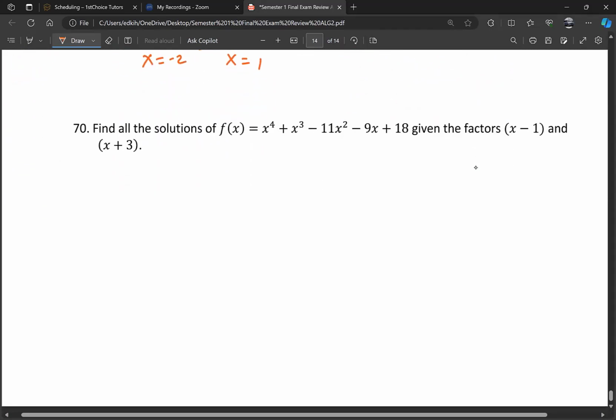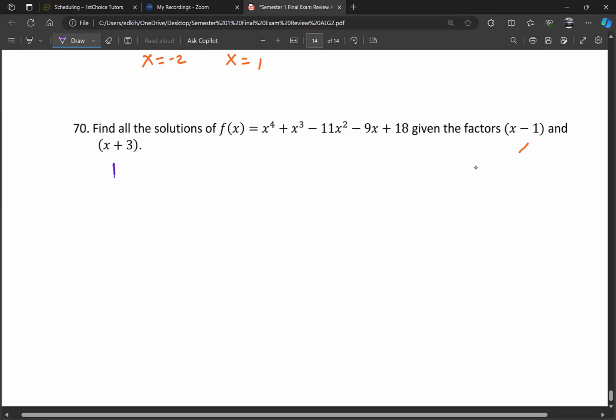Last but not least, folks, for this question, we are given that x minus 1 and x plus 3 are factors. So if you're going to use this in the synthetic division, remember you have to solve for each one. So for this we'll use a 1. So we'll be dividing by a 1 in the synthetic division for this guy. And here we'll be dividing by -3. It'll be 2 back-to-back synthetic divisions. Well, let's set them up.